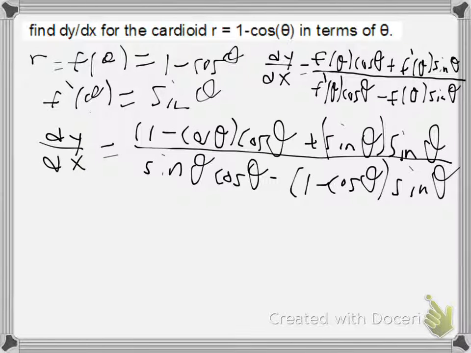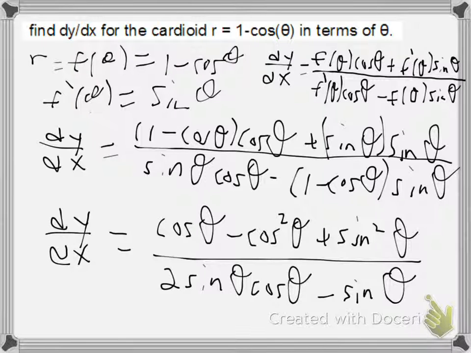Substituting in f(θ) and f'(θ) gives us the quantity (1 - cos θ) times cos θ plus sin θ times sin θ, all over sin θ cos θ minus the quantity (1 - cos θ) times sin θ. Simplifying our equation, we get dy/dx = [cos θ - cos²θ + sin²θ] / [2 sin θ cos θ - sin θ].